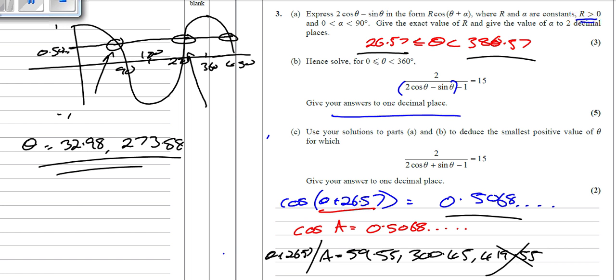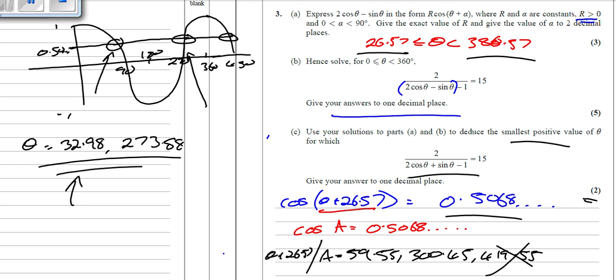So use your solution to part A and part B to deduce the smallest positive value of theta for which that equals 15. Give your answer to 1 decimal place. Now, obviously, it looks kind of simple because if it's the smallest positive value, then sure, it's going to be 32.98. However, it's worth 2 marks, so it's very rarely going to be that simple.